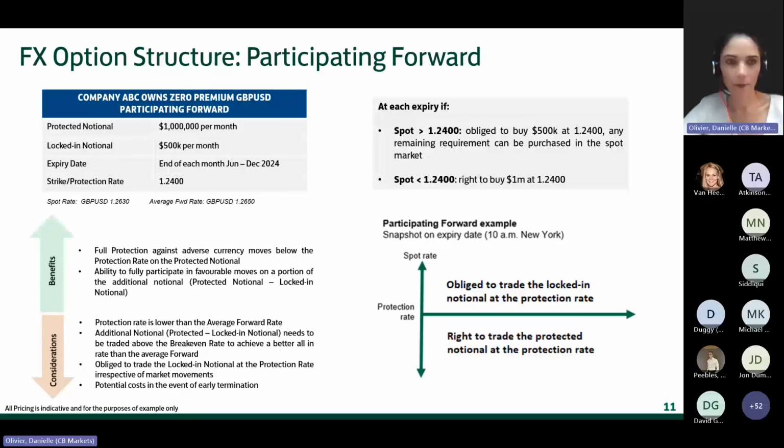I will move on to a participating forward. So let's adjust our example slightly here and consider a scenario where company ABC has an FX requirement to buy $1 million at the end of each month from June to December 2024. And the company enters into a participating forward. So a participating forward fully protects the company from adverse moves in the rate on the total protected notional, so $1 million per month. And it allows full participation in favorable moves on a portion of the notional. So 500,000 in this example, or 50%. So your protected notional is $1 million a month. Your locked in notional, where you are obliged to trade at that strike price, is $500,000 per month. And you've got an expiry at the end of each month over those 7 months.